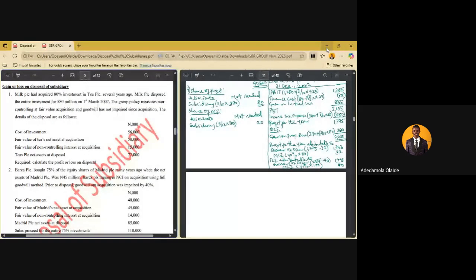Okay. So we have Milk PLC that has 80% investment and they dispose of the entire 80%. That is a full disposal.